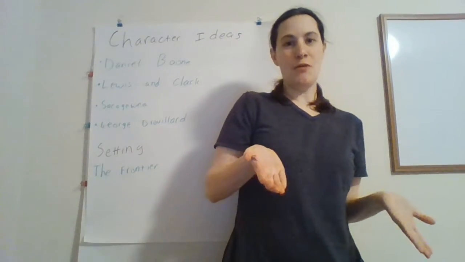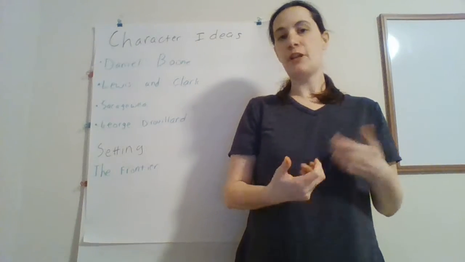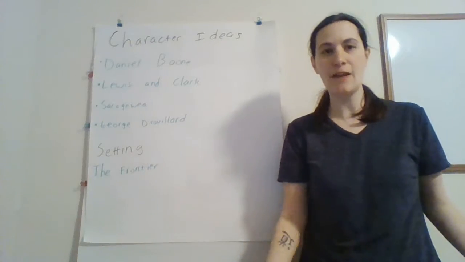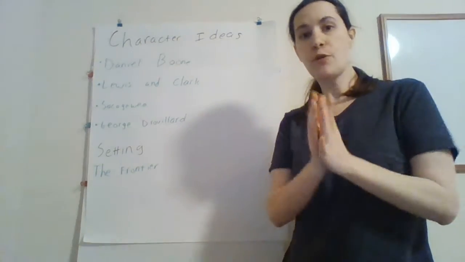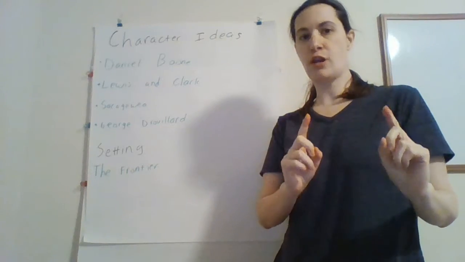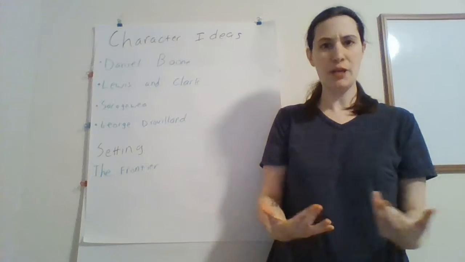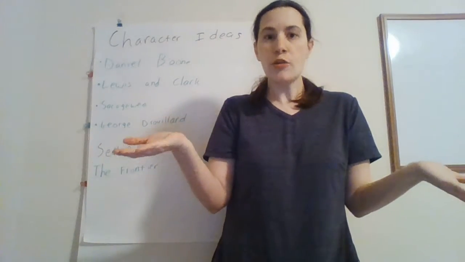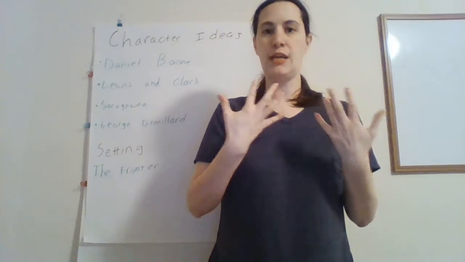This is the video for Wednesday, May 13th that shows you how to fill out your graphic organizer if you chose narrative, if you want to write a story about life on the frontier. If you're choosing to write a story, there's two things that have to be decided before you can even really start planning your story. The first is the characters, or who are the people in the story. The second is the setting, or where the story takes place.